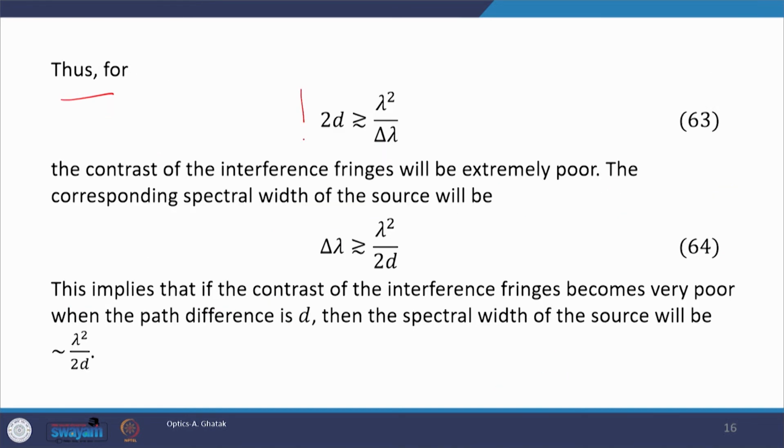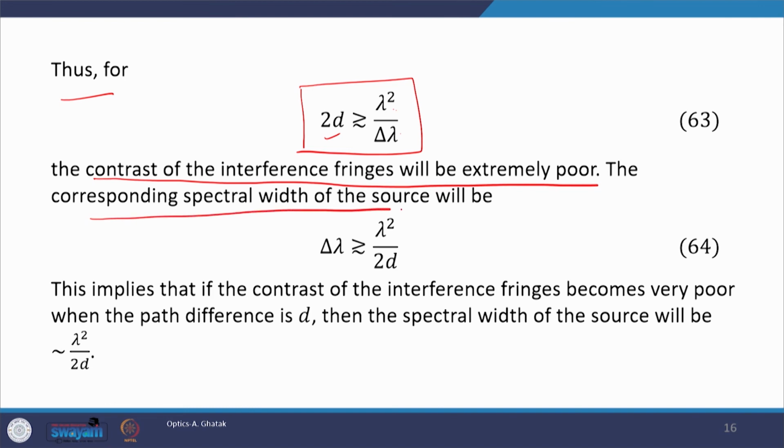Now therefore, as long as 2d is much larger than or equivalent to lambda square upon delta lambda, the contrast of the interference fringes will be extremely poor. I repeat, as long as 2d is larger than or equal to lambda square upon delta lambda, the contrast of the fringes would be poor. The corresponding spectral width of the source will be delta lambda is equal to lambda square upon 2d.